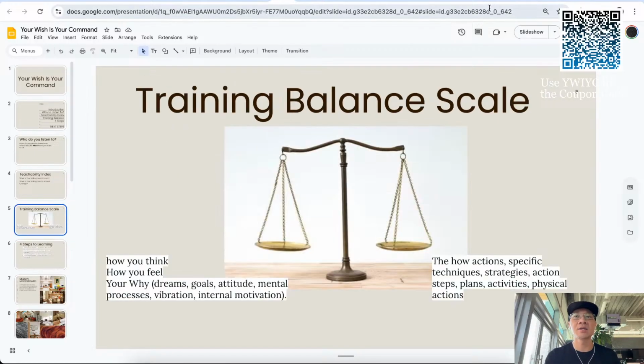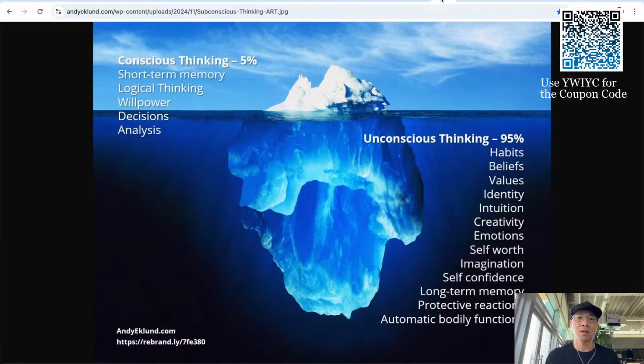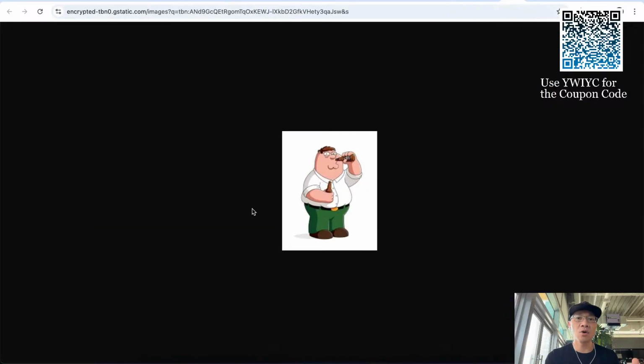The training balance scale has a lot to do with your self-image. Who do you really see on the inside? As we talked about before, self-image is within you right now and holds your habits and beliefs, your values and identity, your intuition, your self-worth, imagination. Most people have a self-image that is holding them back because they're listening to these guys all the time.